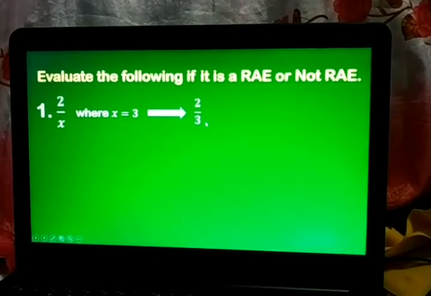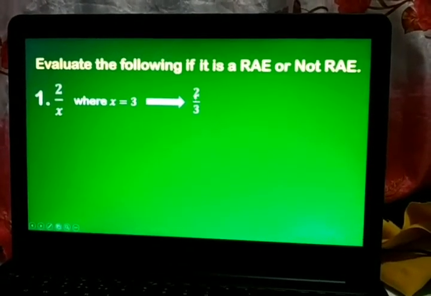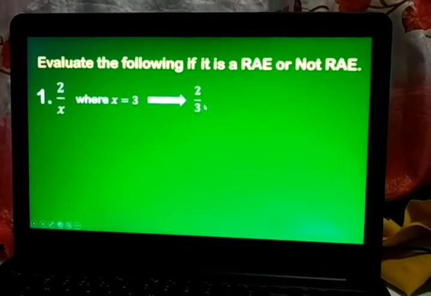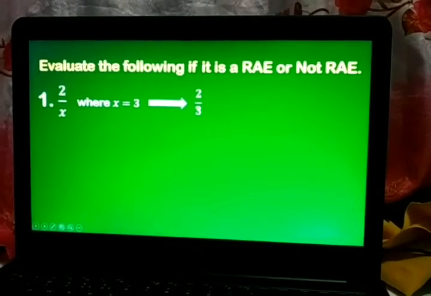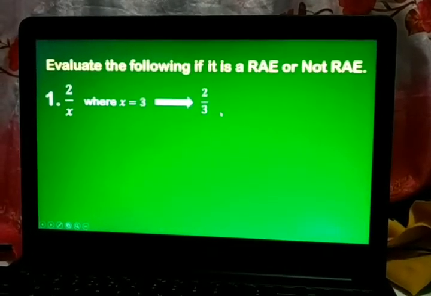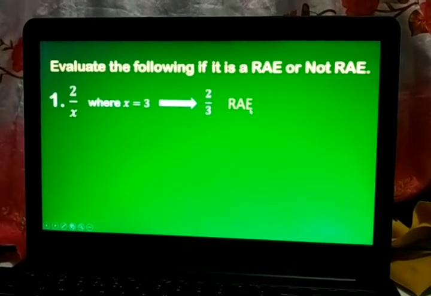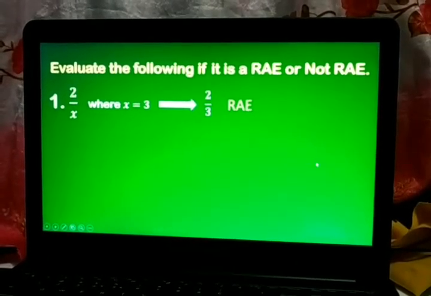2/3. Is this in ratio form? Yes, the numerator is 2, the denominator is 3. But the denominator 3 is not equal to 0. And so, what's your answer? 2/3 is a rational algebraic expression.